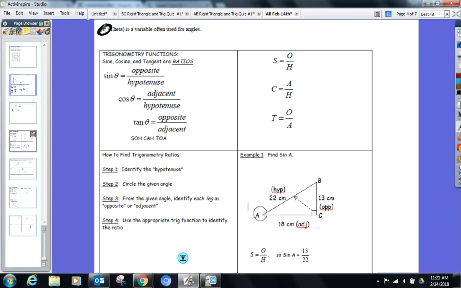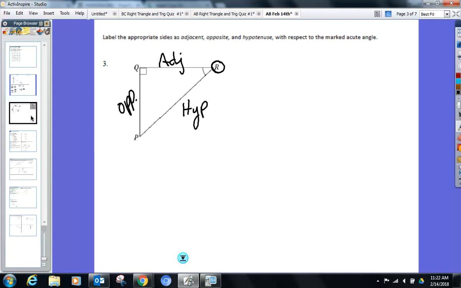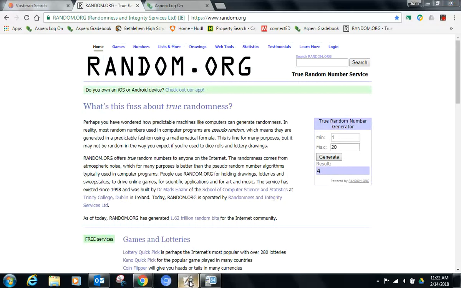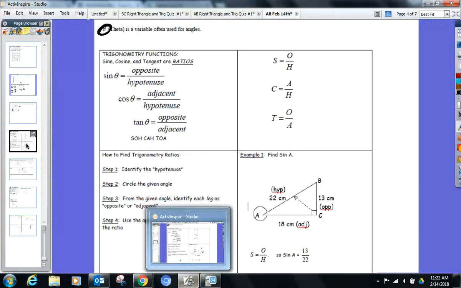It's used for angles. So remember the last problem? I had angle R. I could also call that angle theta if I wanted to. It's a variable. You guys are very used to using X and Y. This is just another variable that is usually used with angles. So if you see that, it's a variable. Let me introduce you now to the three new ratios.